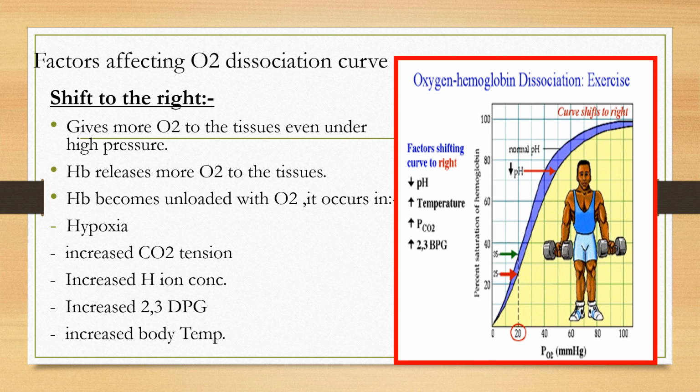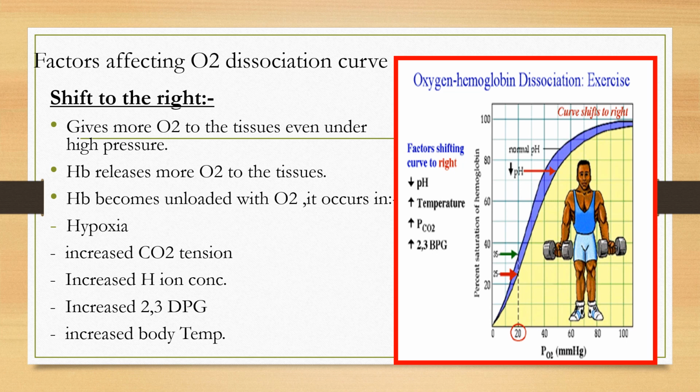This can occur during hypoxia, less oxygen, more CO2, more hydrogen, more temperature. These occur during exercise. During exercise, there will be hypoxia, less oxygen, more CO2, more hydrogen, more temperature. This could shift the curve to the right to give more oxygen to tissues.